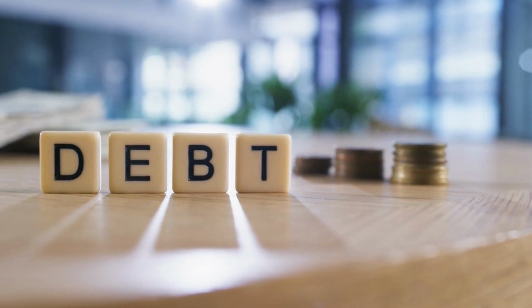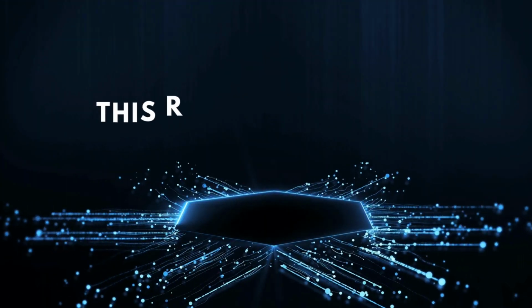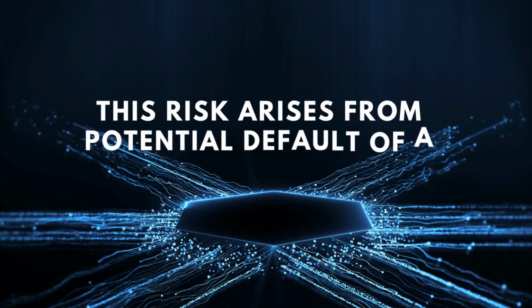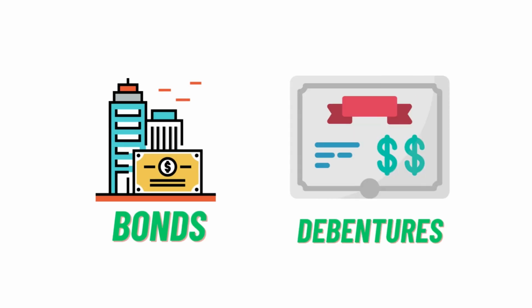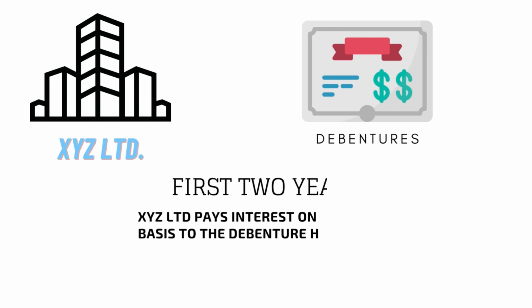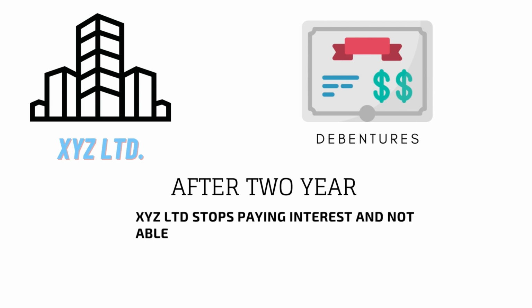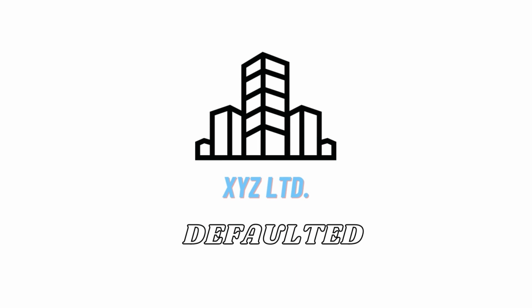Now, the fourth type of risk is credit risk, also known as default risk. This risk arises from potential default of a borrower or an issuer, most common in bonds, debentures, and loans. For example, you have invested in XYZ Limited's debentures. Initially, the company is paying interest on a regular basis, but after 2 years, it stopped paying interest as well as they are not able to return our principal amount. Here we got the credit risk from XYZ Limited because it got defaulted.